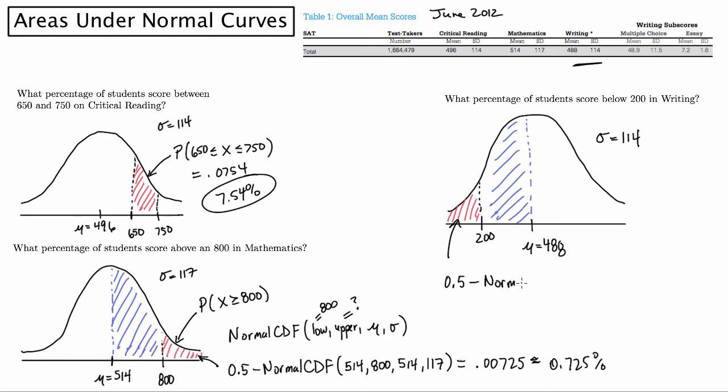And the blue will be the normal CDF from 200 to 488, with a mean of 488 and a standard deviation of 114. So this is how we're going to calculate the probability that someone scores less than or equal to 200 on the writing portion of the test. So bring in the calculator one more time here.